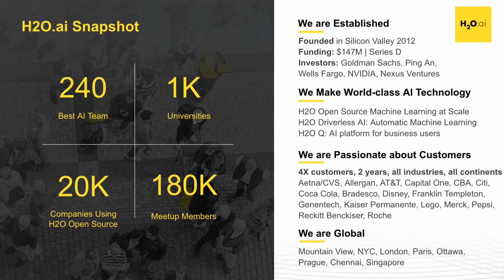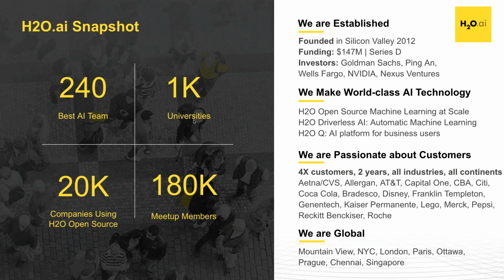So we have a lot of products. We have our open source machine learning at scale. We have our automatic machine learning enterprise platform called Driverless AI. And we also have an AI platform for business users called H2O. So we have customers in almost all verticals of the industry, be it insurance, finance, banking, healthcare, and as you can see from the list, AT&T, Franklin Templeton, Lego, Pepsi, Roche, Kaiser.